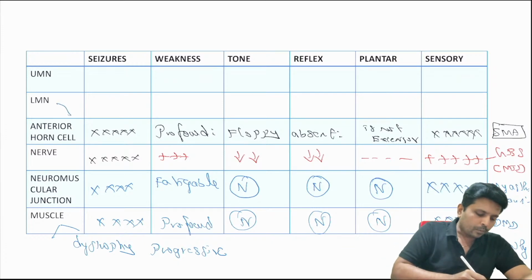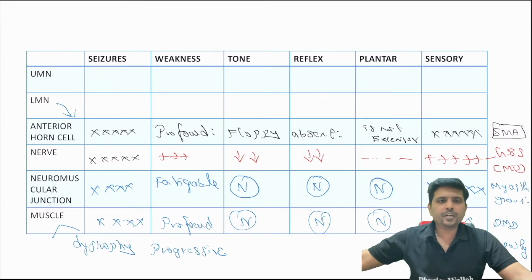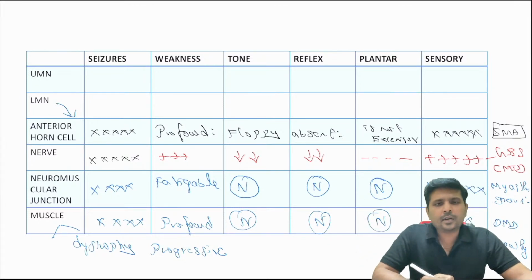So the lower motor neuron lesion is characterized by involvement of anterior horn cells, nerves, neuromuscular junction and muscle. Okay, so these are all the typical floppy infant.